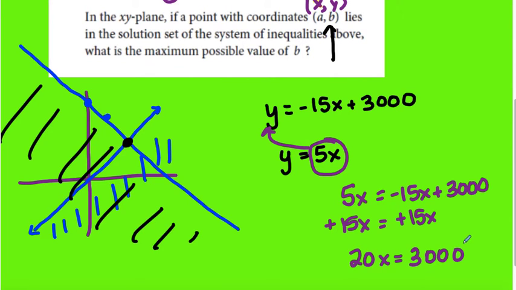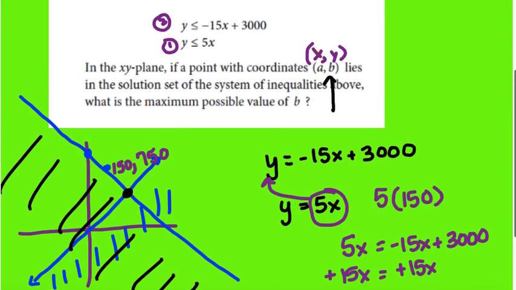All right, so now I'm going to divide 3,000 by 20, and I get 150. So x is 150, but I need the y coordinate because that's what it's asking for. So I know I have an x of 150, and so I'm going to take 150 and multiply it by 5, which is 750. So what is the maximum possible value of b? Well, it would be 750.